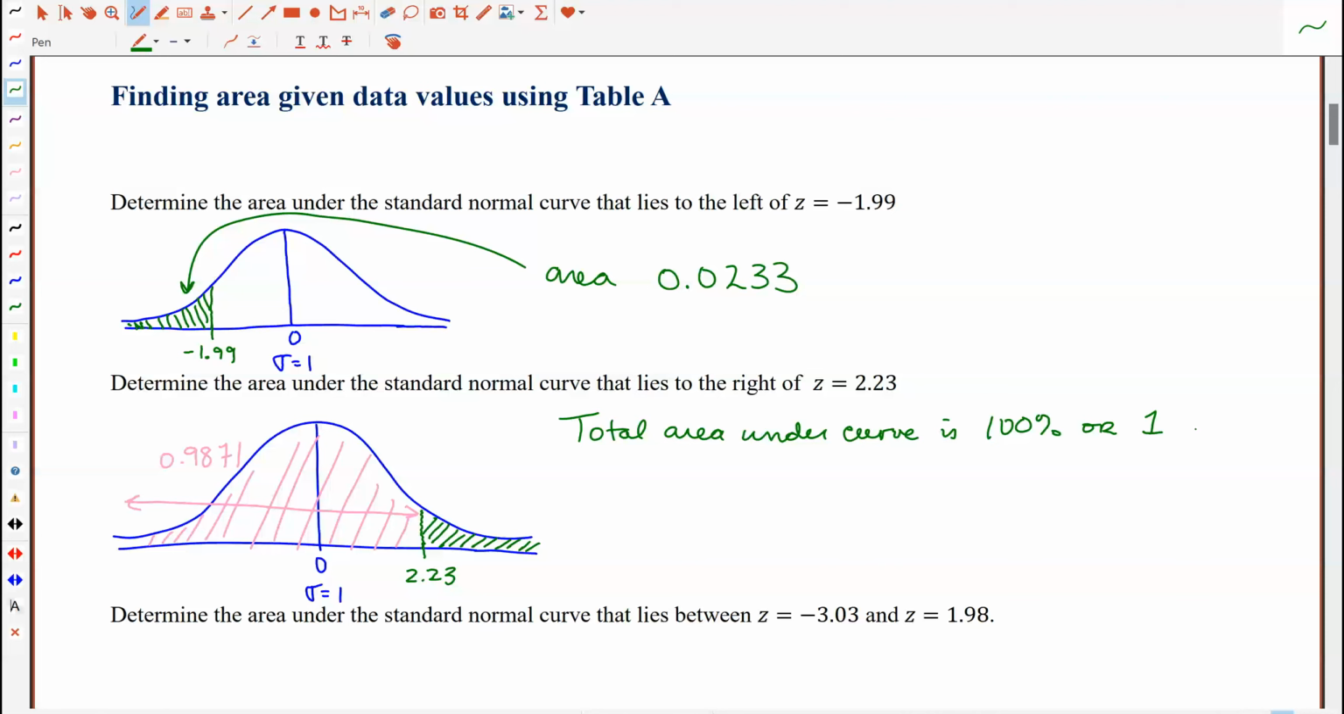So if the total area under the curve is 1, and I know then the 0.9871 is the area that I don't want, because that's going to be the area to the left, then to find the area to the right, it's going to be 1 minus 0.9871. My total, take away what I don't want, will leave me what's left. So 1 minus 0.9871 is 0.0129. So that's this area. That would be the area to the right.